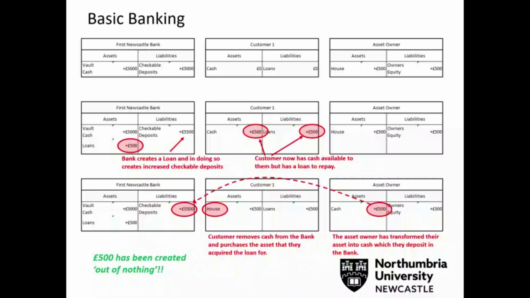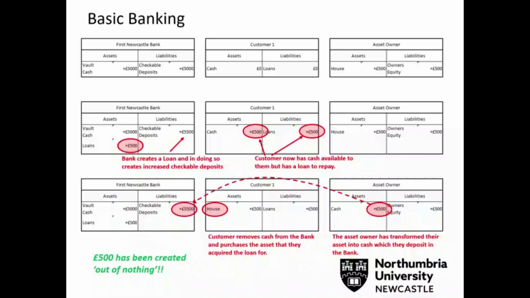And if we look at the asset side, you can see we have 5,000 in cash reserves, but a £500 loan, which is currently sat with customer one, who'll be paying that back. Take time to look at this diagram and read the red text and the arrows to understand what's gone on.